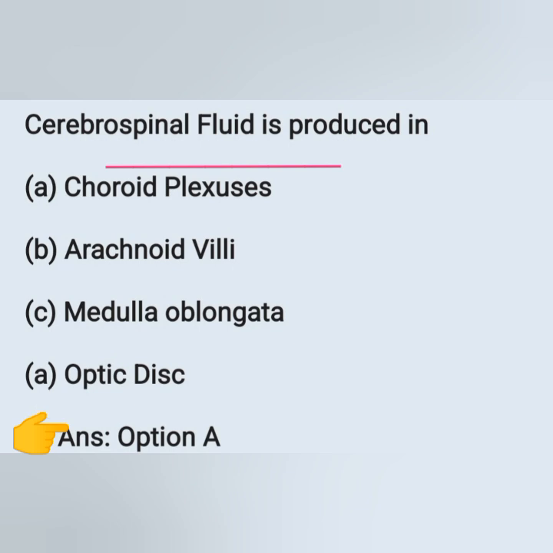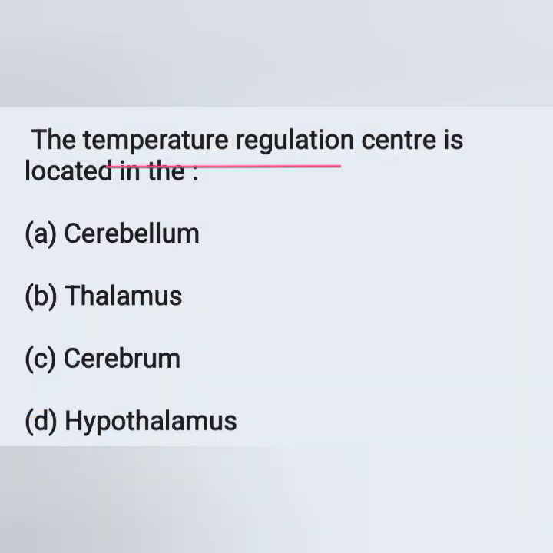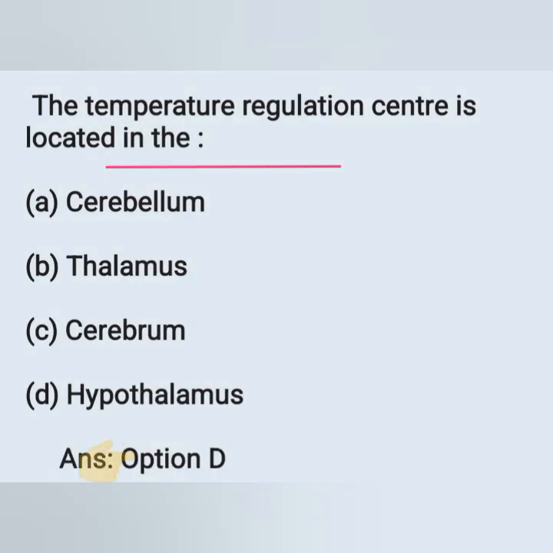And the next question is, the temperature regulation center is located in the: option A cerebellum, option B thalamus, option C cerebrum, option D hypothalamus. The temperature regulatory center is the hypothalamus and the respiratory center is the medulla oblongata.